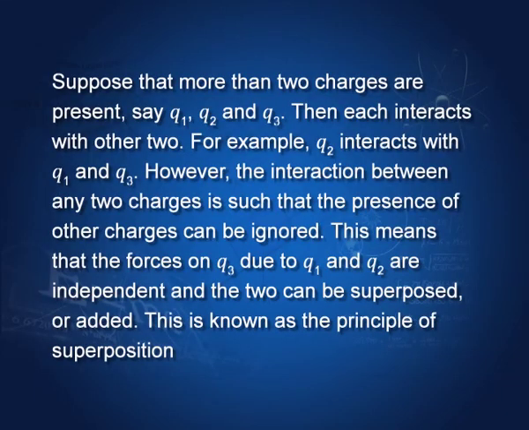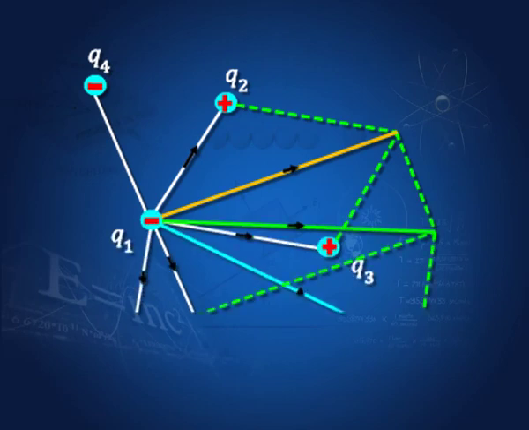And then the force between these charges and the force between these charges can be added. They are vectors, therefore, we have to add them vectorially according to the parallelogram law of force. And this principle, that the two forces can be added and you can ignore the presence of other charges, is called the principle of superposition. So, let us illustrate this.